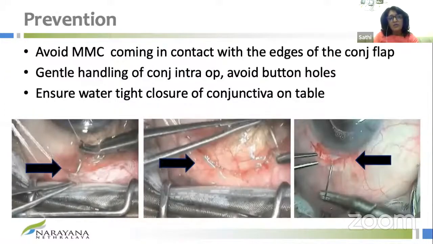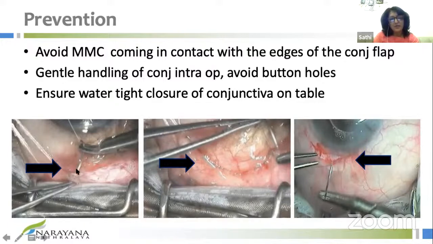Now, how could we prevent this? During the surgery, we would need to avoid the mitomycin coming in contact with the edges of the conjunctival flap. Gentle handling of the conjunctiva intraoperatively to avoid buttonholes is very important. At the end of surgery, it's important to ensure watertight closure on the table itself. So this is truly a situation where a stitch in time saves nine. If you do notice a leak on the table, it's better to take care of it there.